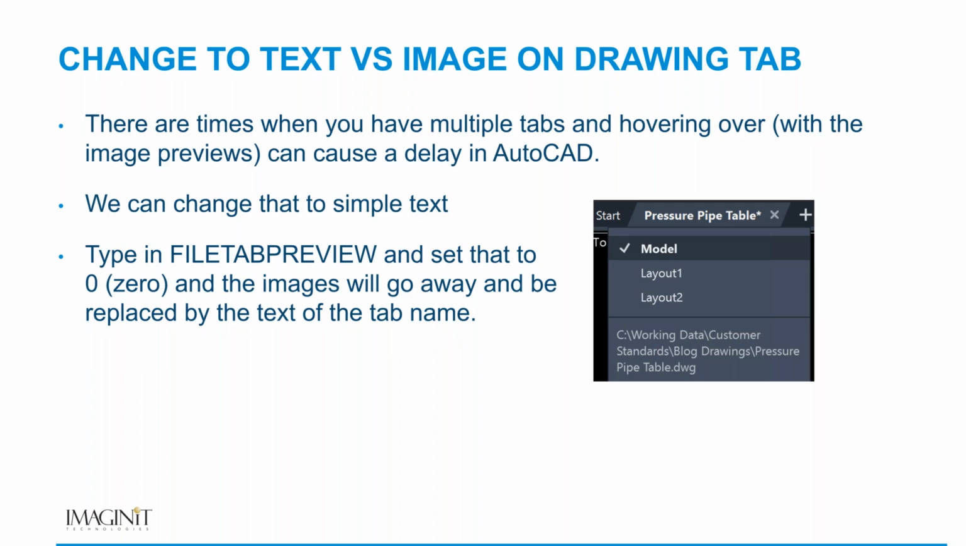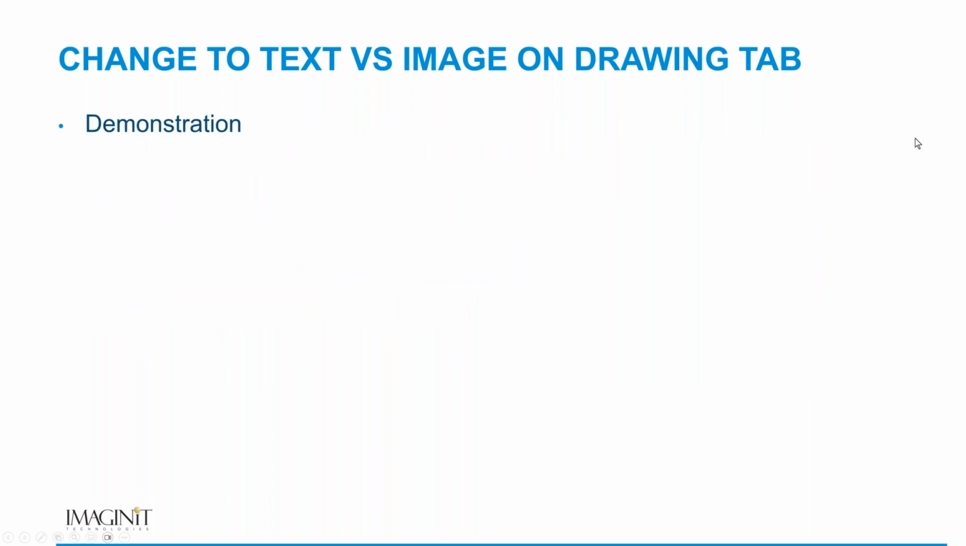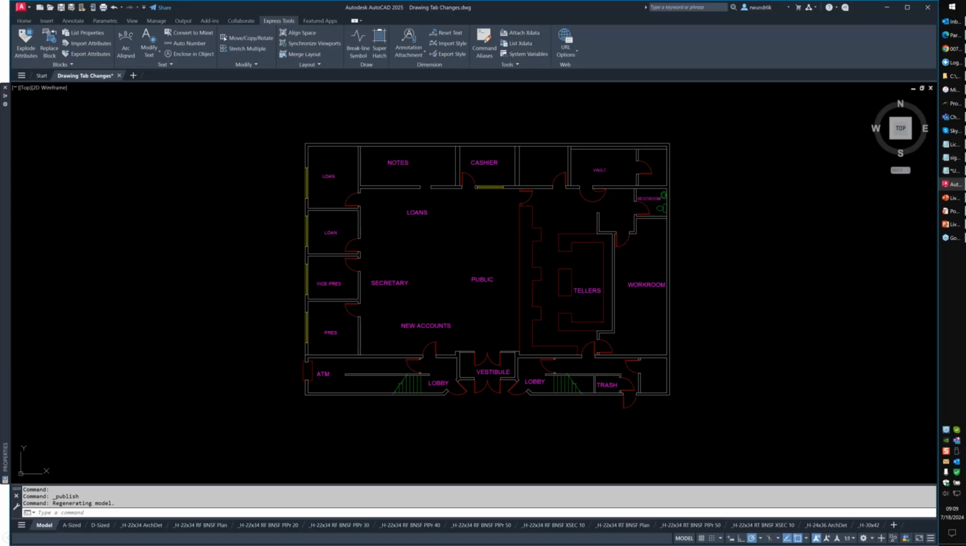We type in File Tab Preview, set that to 0, and the images go away and are replaced by the text of the tab name in the tabular list. This is one of the other ones that I really do like because it makes it very easy for me to know what's going on. So it's File Tab Preview, and again, we set that to 0.